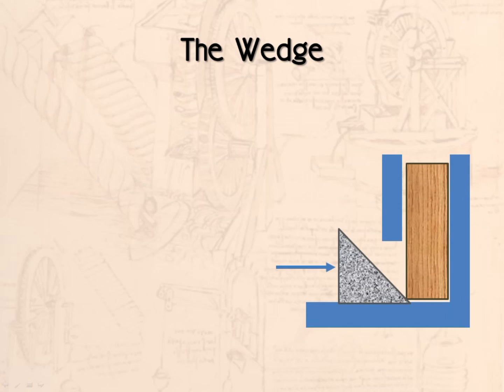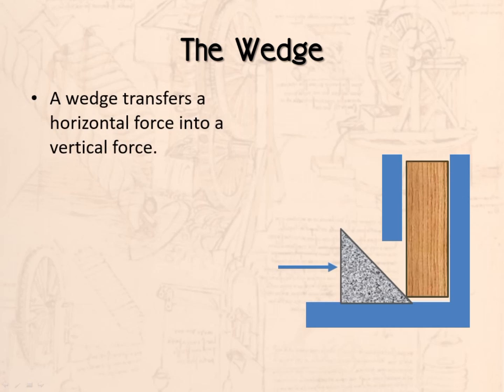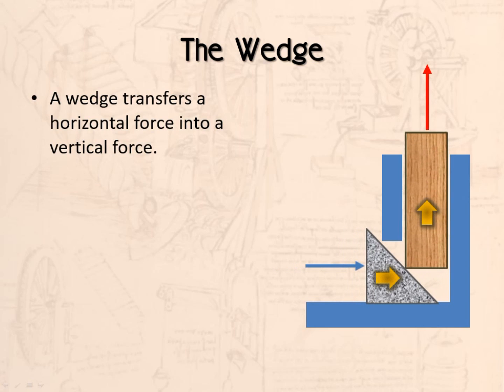So it's time to start talking about the machines themselves, and the first one, you might not even think of it as a machine. It's the wedge. It transfers a horizontal force into a vertical force. So you can see here, if we move the grey wedge to the right, it's going to push under the wooden block and force it upwards, thus creating a vertical force from the horizontal force that was originally put in.